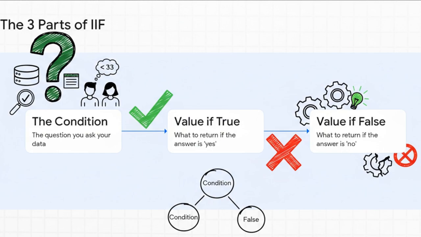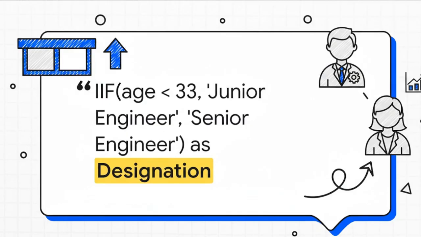Simple as that. And here it is in the wild. Our condition is age less than 33. If that's true for an employee, the function spits out junior engineer. If it's false, they get senior engineer. And we just tell it to call this new column designation. And just like that, with one line of code, we've created a whole new category.